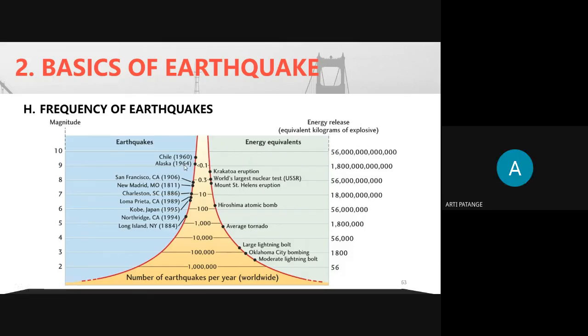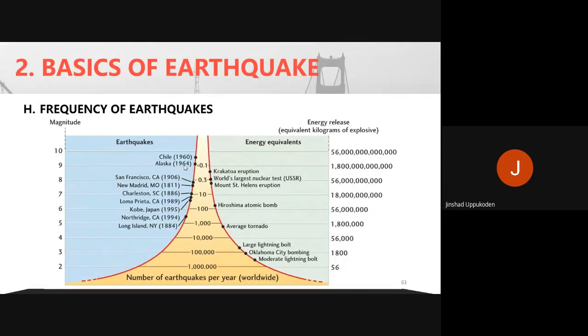Sir, good afternoon, sir. I'm Aarti. Sir, I had a question: in the S waves and P waves that we have during earthquakes, which waves are recorded first, these or the surface waves? P waves will come first.